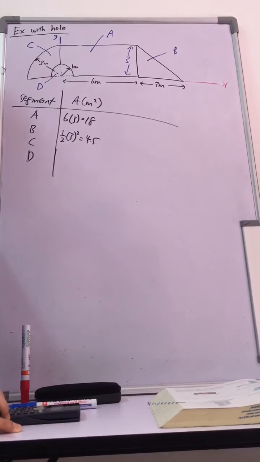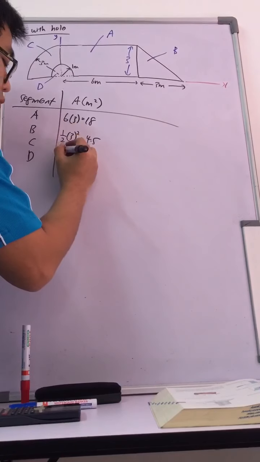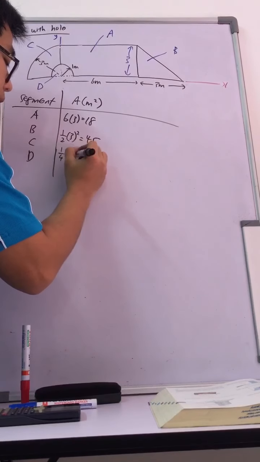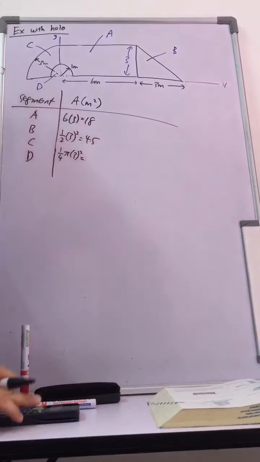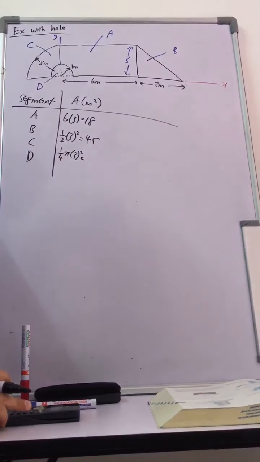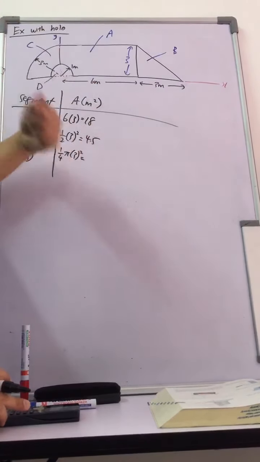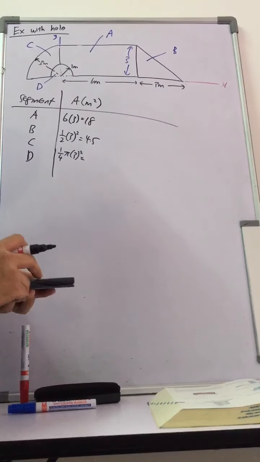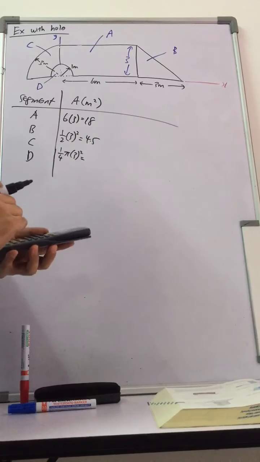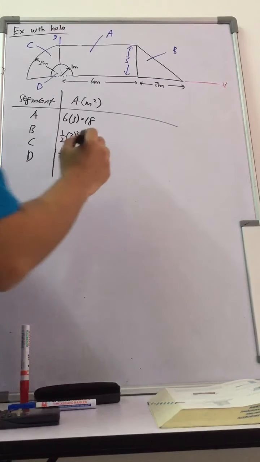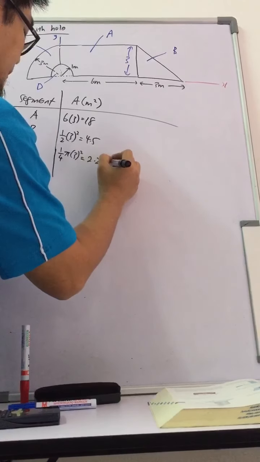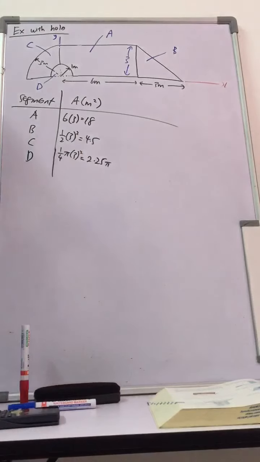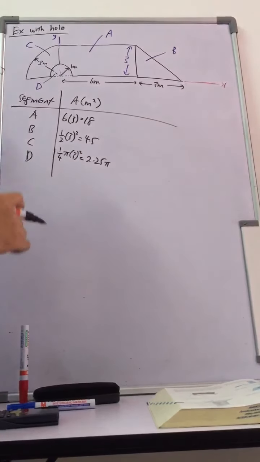The area of the circle is pi r squared, isn't it? So a quarter of that will be 1 over 4 pi r squared. Pi r squared is the area of the whole full circle. This is a quarter, so 1 over 4 times pi, and the radius is 3, so you have 9 over 4, 2.25 pi. Okay? You can multiply by 3.142 or whatever, it's up to you.